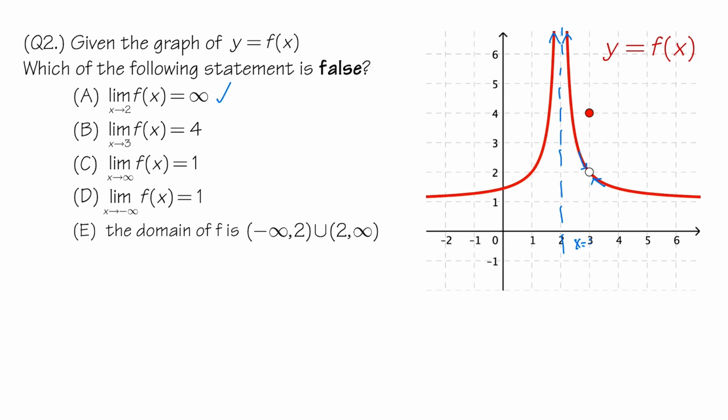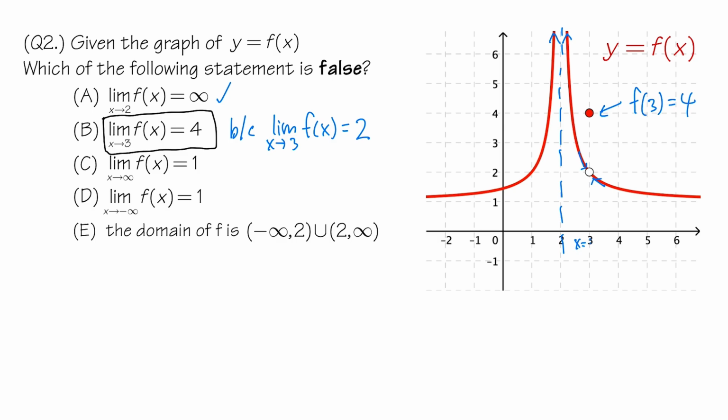So let me box the answer right here first. This is false. I will write this because the correct statement should have been the limit as x approaching 3 of our function is approaching the y value 2. Alright? And this thing right here is the value of the function at exactly 3. So f of 3 is equal to 4. And this is a very typical limit concept that you have to understand.